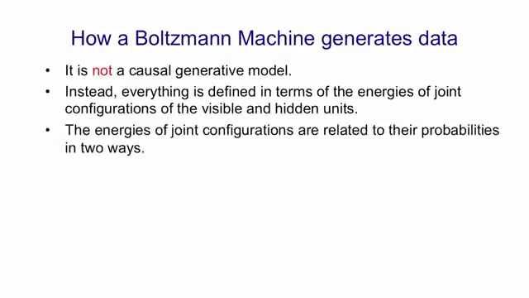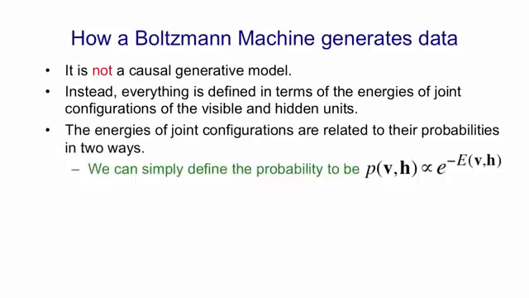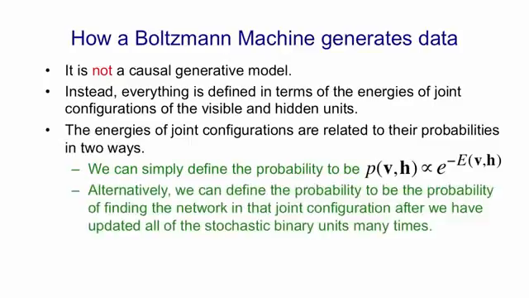There's two ways of relating the energy of a joint configuration to its probability. You can simply define the probability of a joint configuration of the visible and hidden variables to be proportional to e to the negative energy of that joint configuration. Or you can define it procedurally, by saying we're going to define the probability as the probability of finding the network in that state after we've updated all the stochastic binary units enough times to reach thermal equilibrium. The good news is that those two definitions agree.